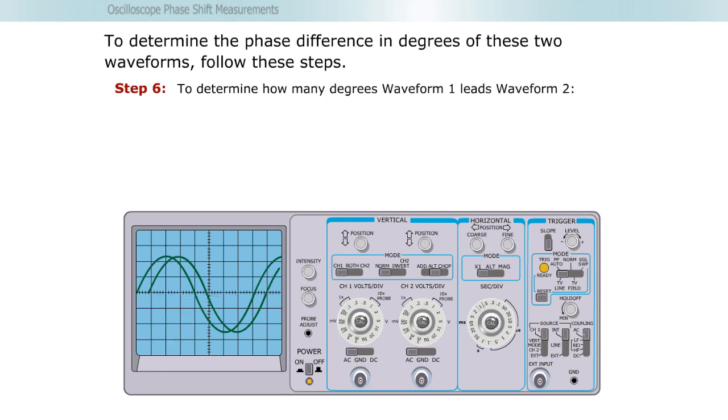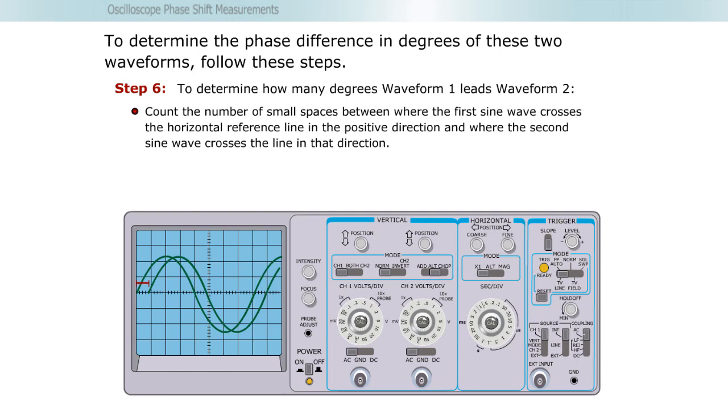Step 6. To determine how many degrees waveform 1 leads waveform 2, count the number of small spaces between where the first sine wave crosses the horizontal reference line in the positive direction and where the second sine wave crosses the line in that direction. The number is 4.